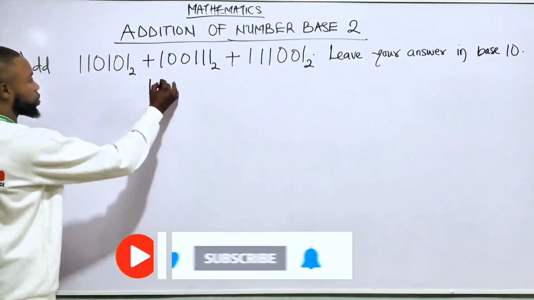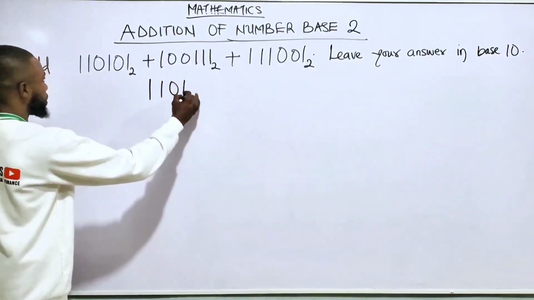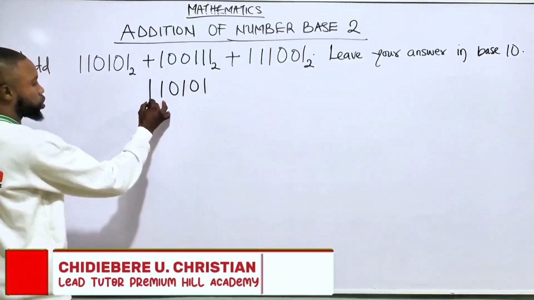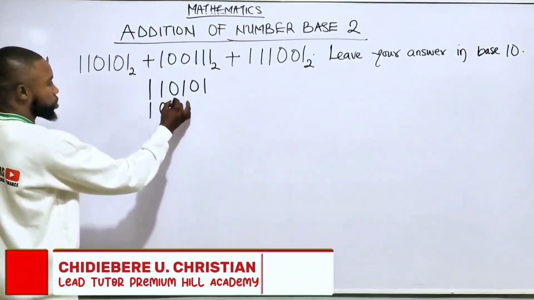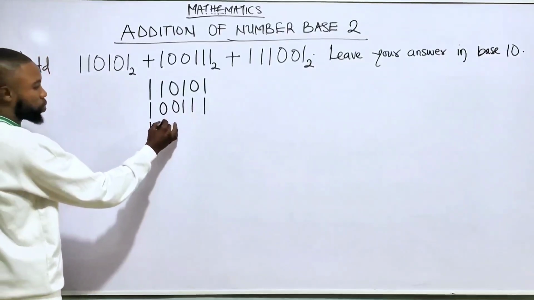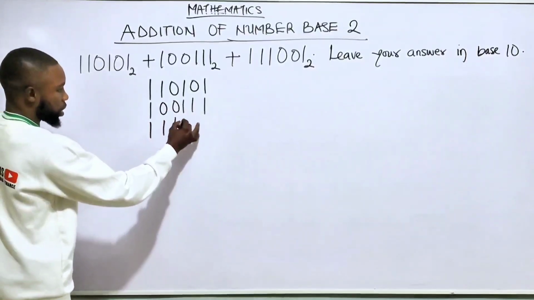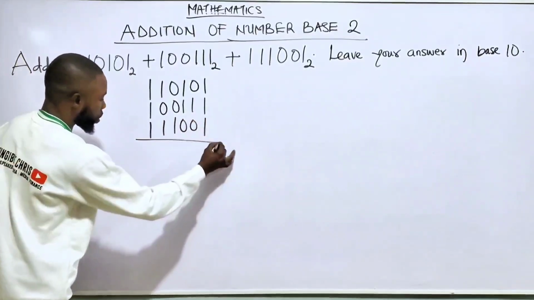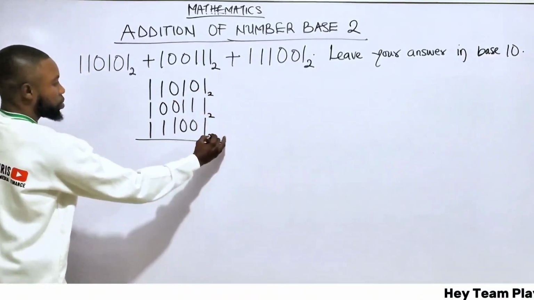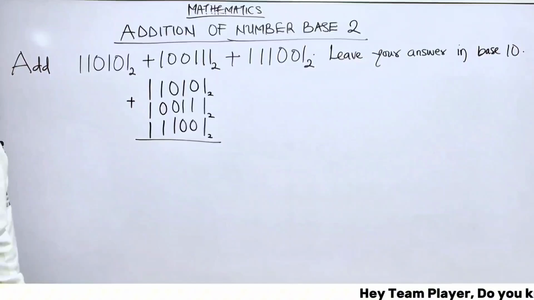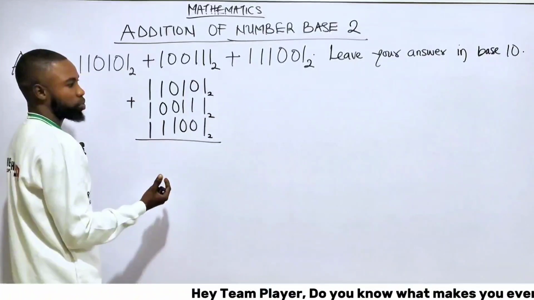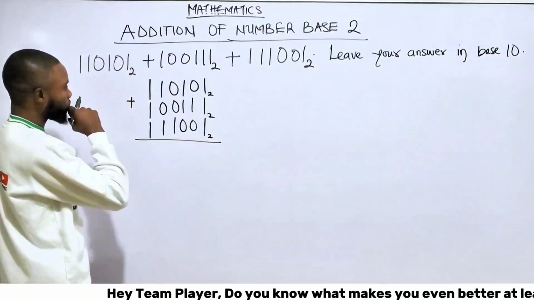Alright, so let's do the addition of this. We're doing 110101, and then we're also doing 100111, and then we have 111001, all in base 2. We are adding them in base 2, and I told you what happens with this. I said we add them, and if our answer is more than the number base, we divide by the number base.